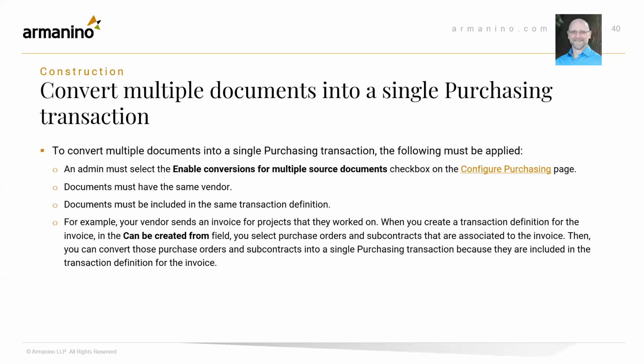Basically, the example they're giving here is a vendor sends for multiple projects in a single bill. You've got multiple POs out there, for each project, you can then convert those all into a single invoice so that it matches the bill.